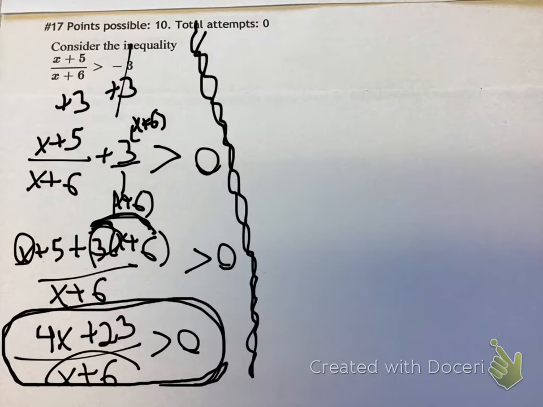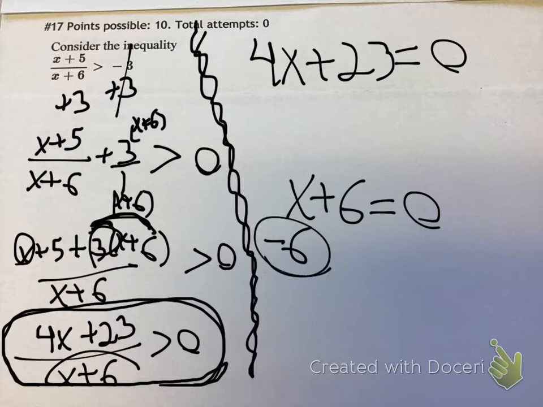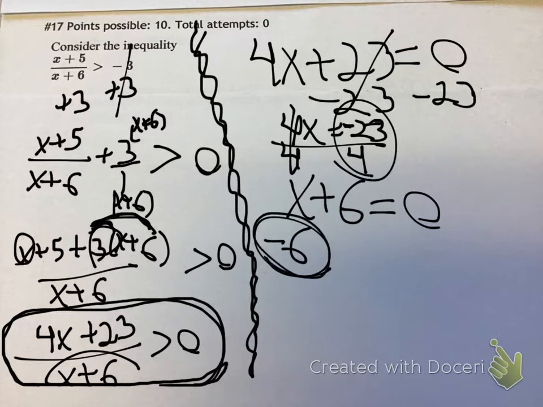Let's see if we can figure out what makes that top 0 and what makes that bottom 0, and then we'll consider both of those situations. The bottom is easier because negative 6 plus 6 makes 0. For the top, doing the little algebra, minus the 23, we have 4x equals negative 23, and then divide by 4. So that's weird, but it's negative 23 fourths, and 4 into 23 is almost 6, so that's negative, almost 6.